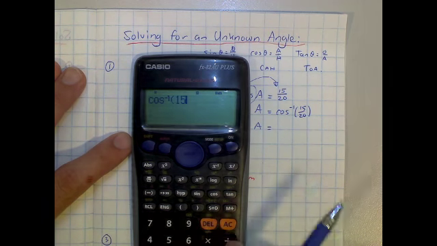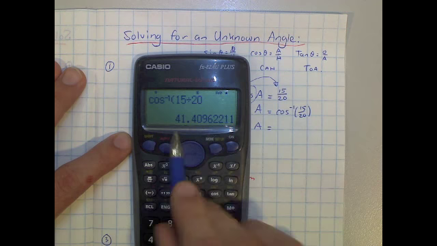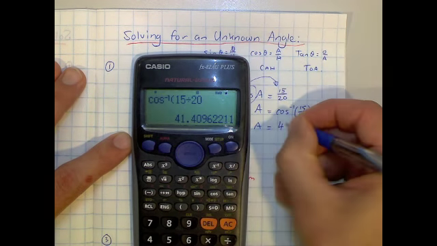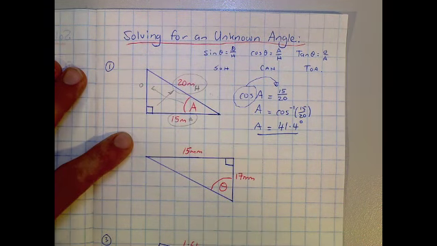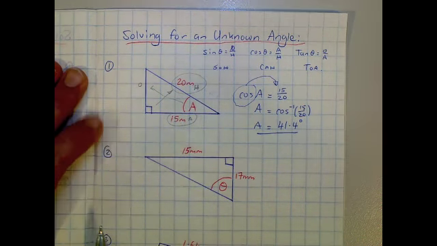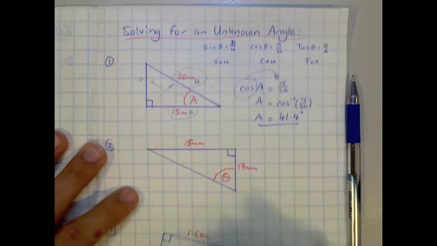And then all we do is go 15 divided by 20. And there it is, 41.4. And because we're figuring out an angle, it's degrees. So our angle there is 41.4 degrees. This is pretty easy, isn't it?